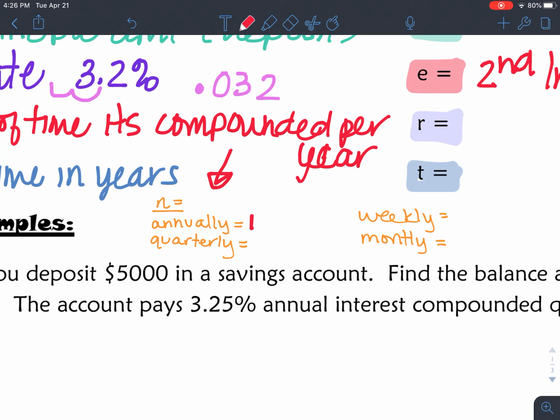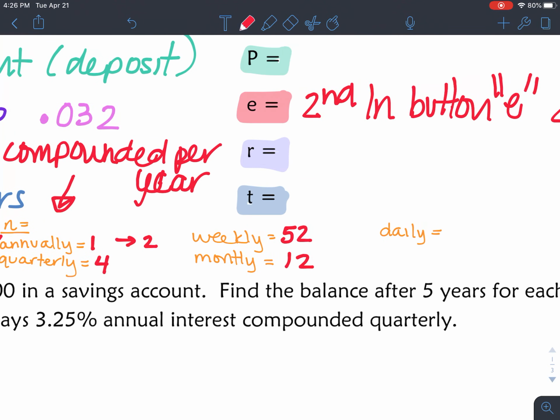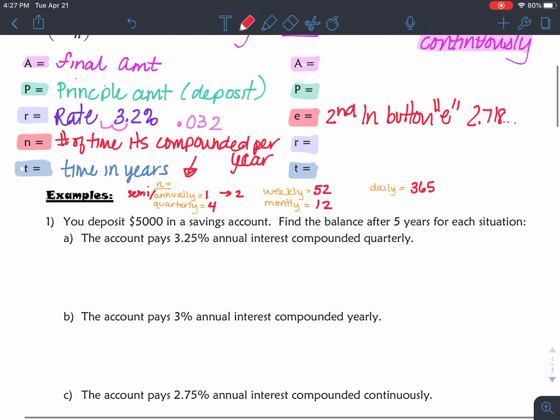If it says semi-annually, if I add the semi in front, think of those semi-annual sales like Nordstrom has. Semi-annually would mean 2. Quarterly is used a lot. That would be 4. Weekly, how many weeks in a year? That would be 52. Monthly, we have 12 months in a year. Daily would be 365. Daily is different than continuously.